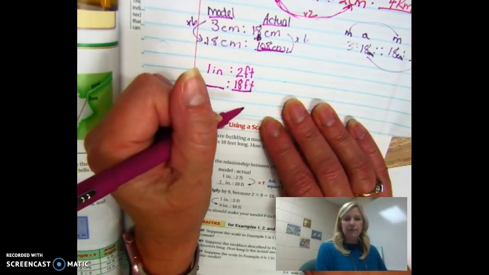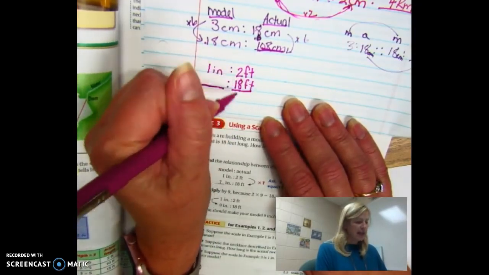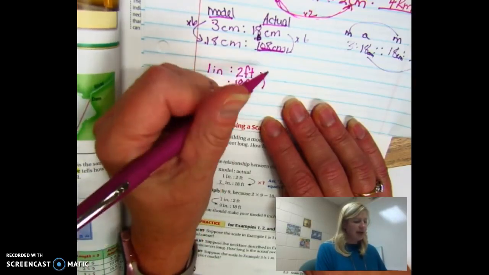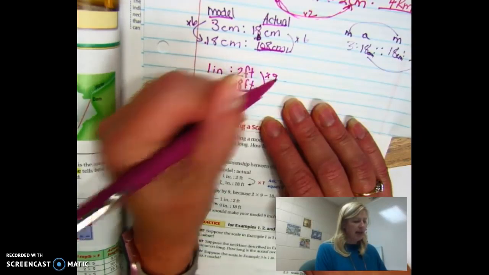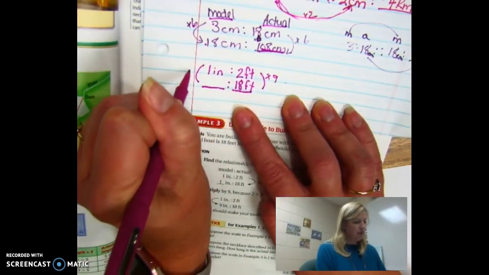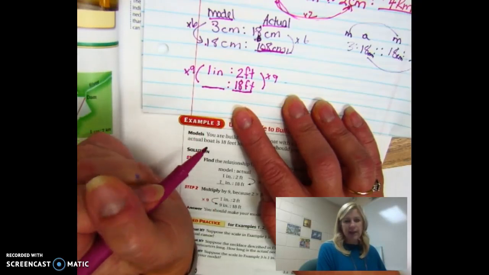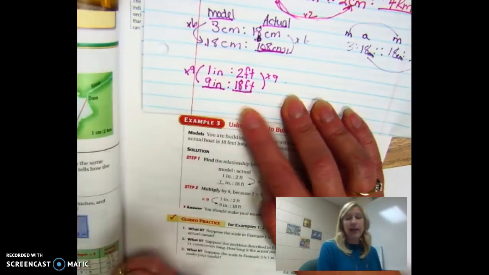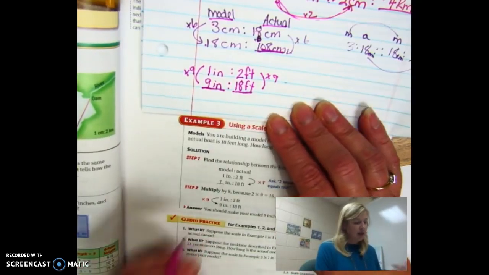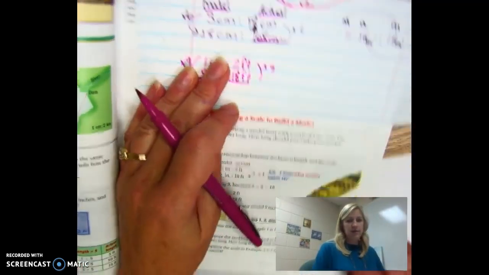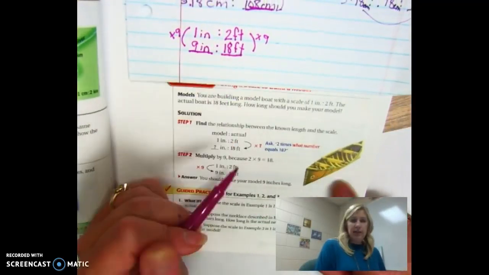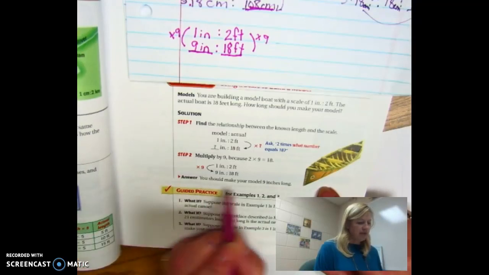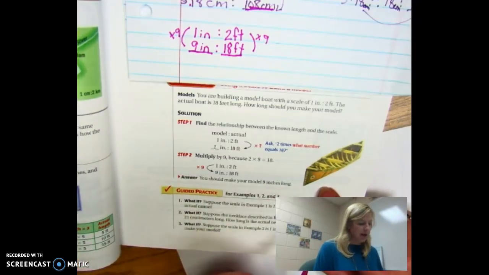So what is our rule? Well, 2 to 18, we can figure out the relationship there. So if this is multiplied by a times 9 to get there, we need a times 9 on this side. So we know that we need to build our model 9 inches in order to build a boat that is correct in its scale. So you have to make your model 9 inches long.